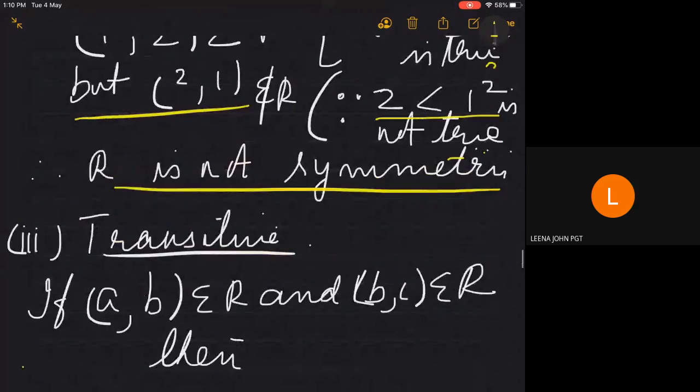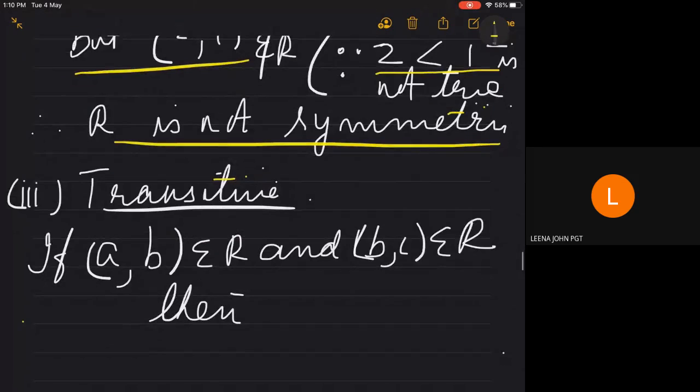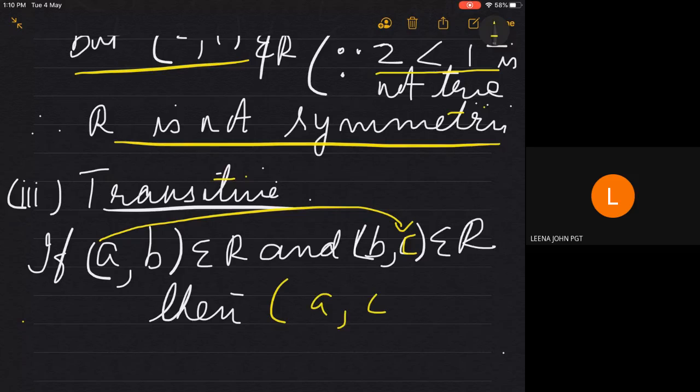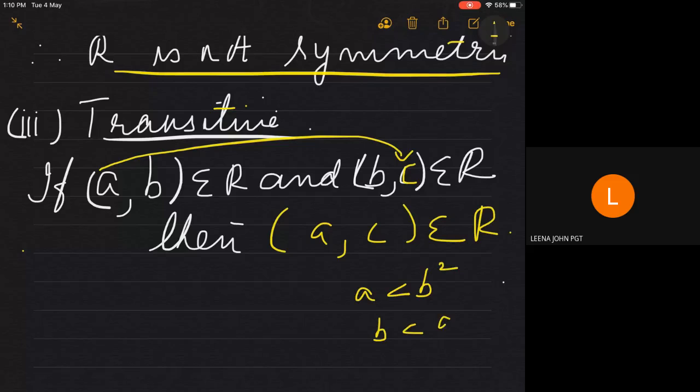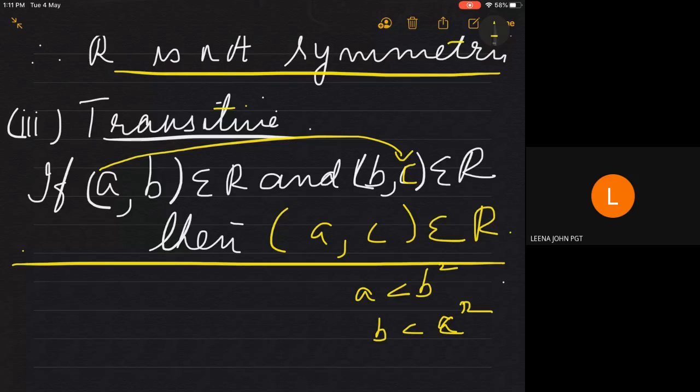Similarly, for the transitive relation, the basic definition is that if (a, b) is in R and at the same time (b, c) is also in R, then the ordered pair (a, c) must also be in R. For that, you have to check with the inequality. It will be very difficult to show that a less than or equal to b squared and b less than or equal to c squared imply a is less than or equal to c squared. It's not always true, so we have to consider some examples to check.